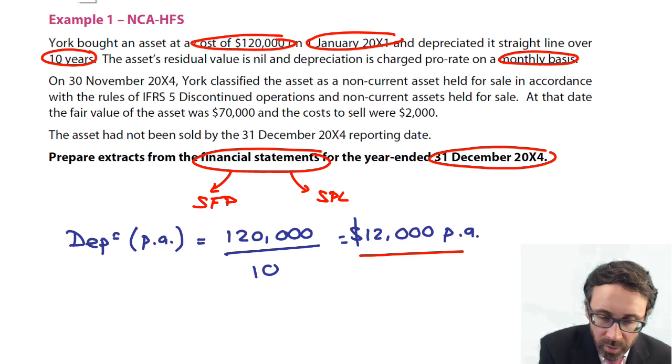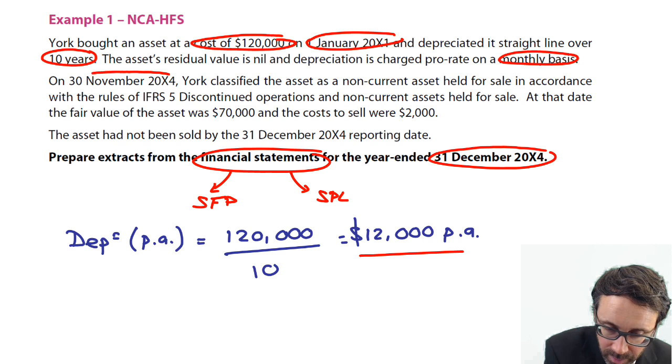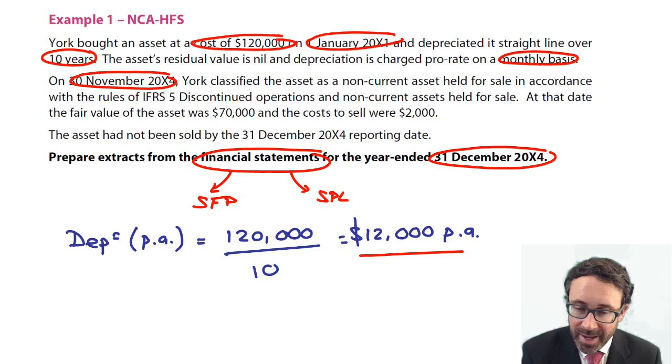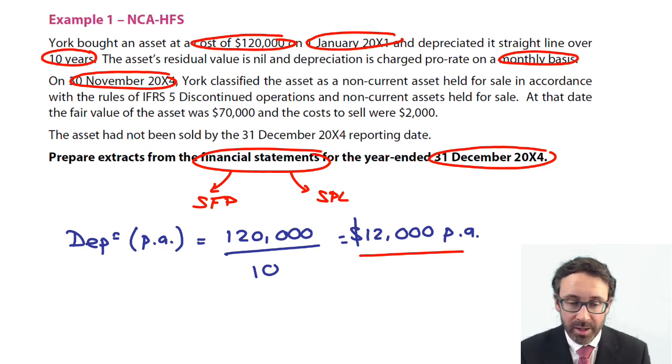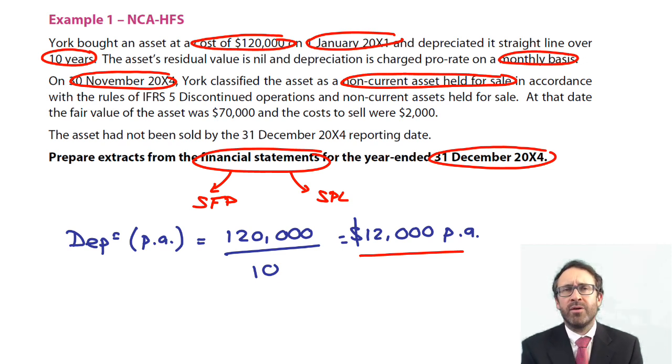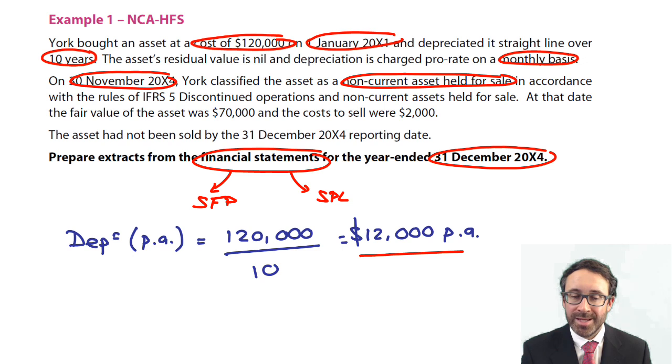What else are we told? Well, on the 30th of November, the very end of November, a month prior to the reporting date, York classified the asset as a non-current asset held for sale in accordance with the rules of IFRS 5, Discontinued operations and non-current assets held for sale. So if that's the case, we transfer it at the lower of the carrying value and the fair value less cost to sell. We would no longer depreciate it, but we will depreciate it up to the 30th of November 20x4.